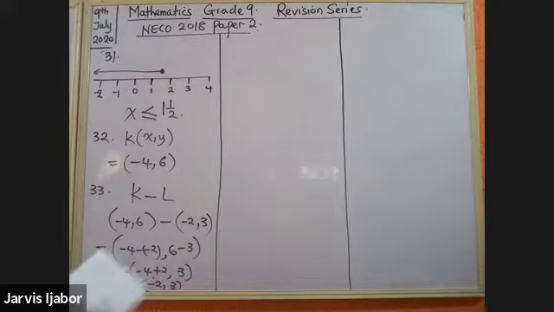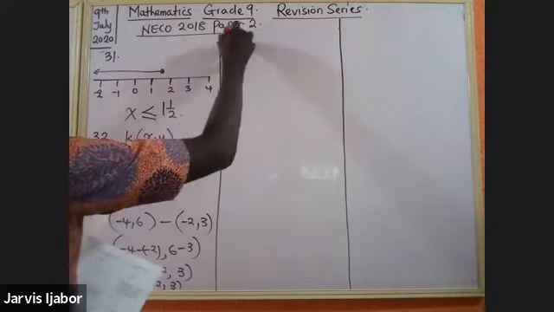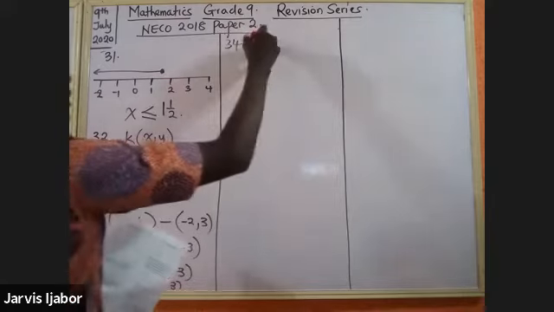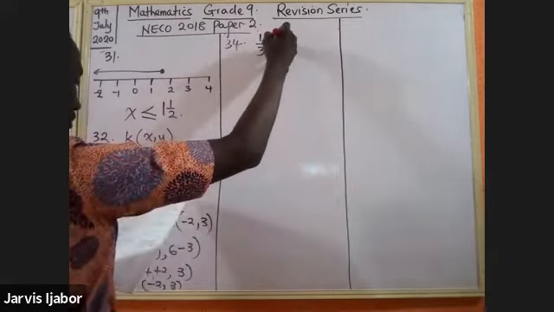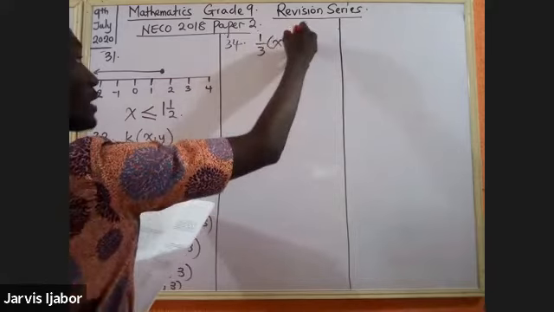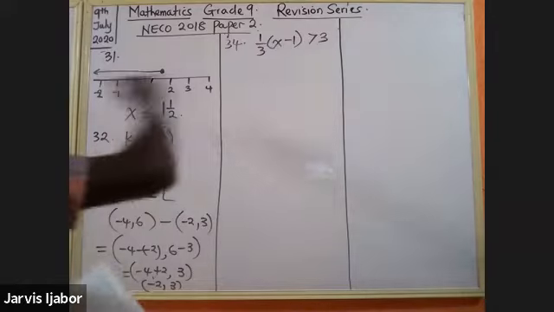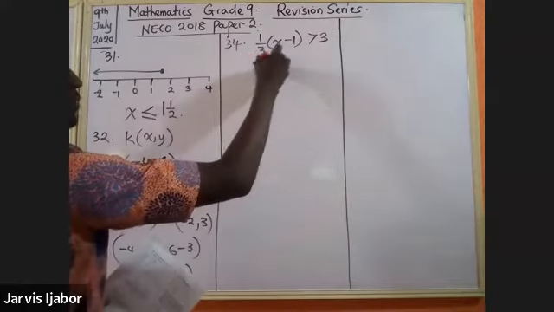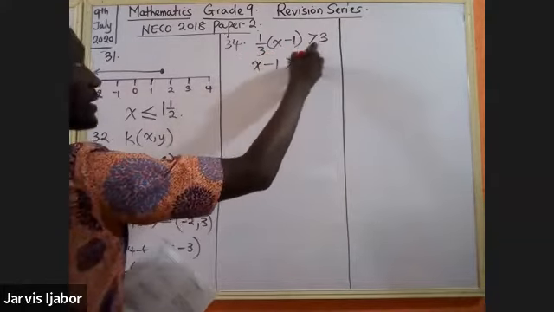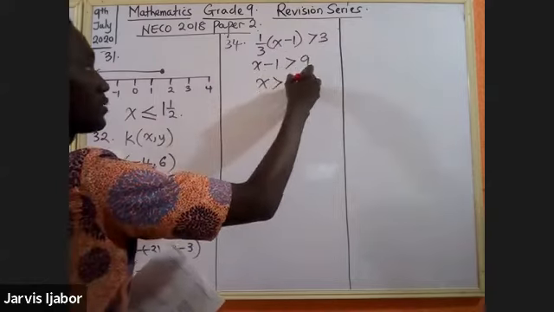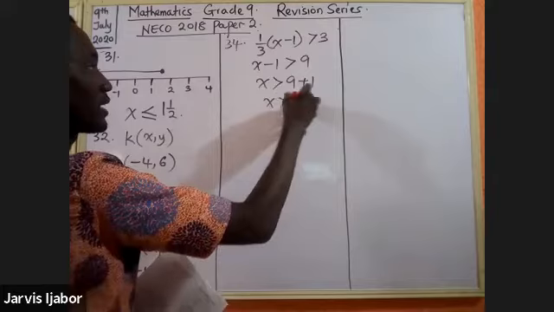All right. Now, question 34. It says 1/3 into x minus 1 is greater than 3. What do you do at this point? You multiply through by 3 and you have that x minus 1 is greater than 9, which means x is greater than 9 plus 1, and x will be greater than 10.